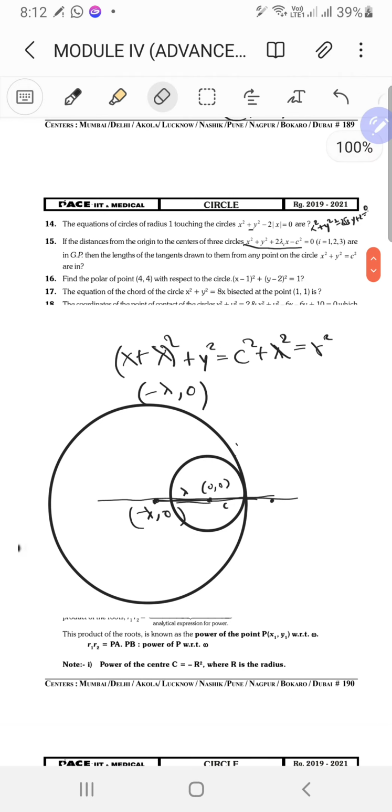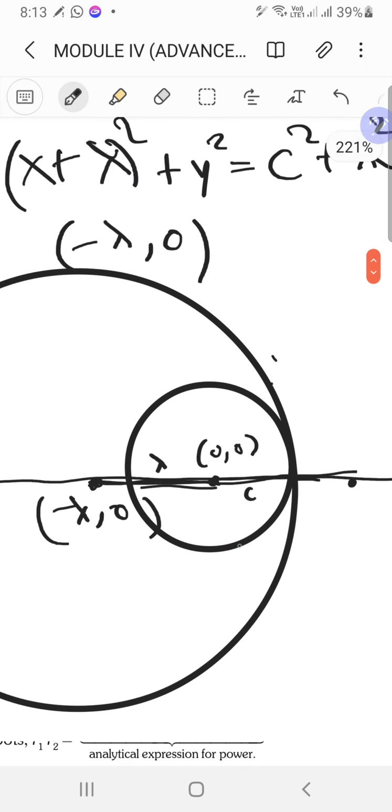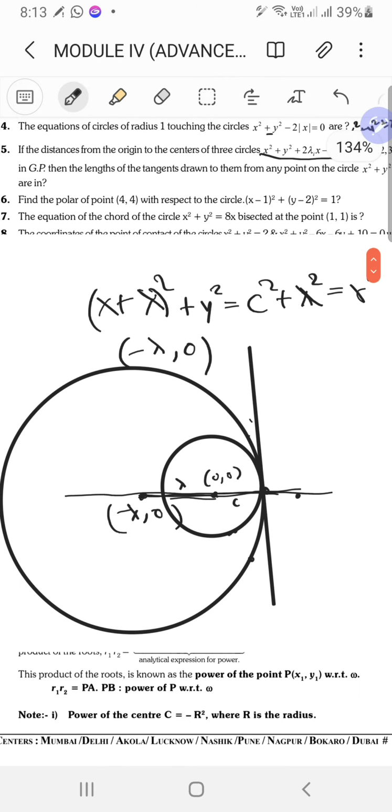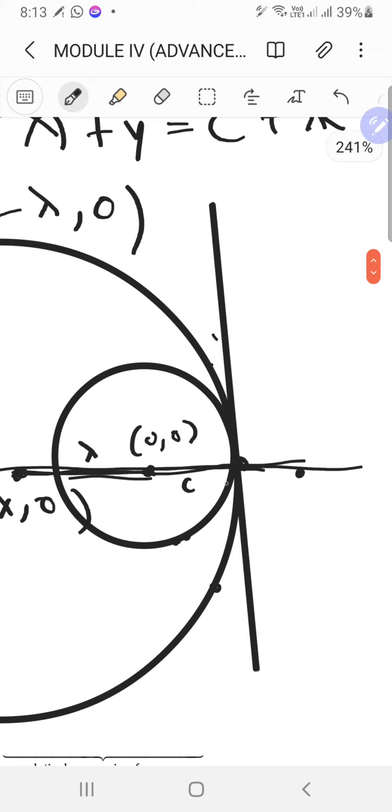Okay, so now they have asked draw tangents from any point on this circle to that circle, and guess what, only this is the point from which if we draw a tangent to this circle, we also draw a tangent to this bigger circle, right? So that is the tangent which they are talking about, which is, so this should be c comma 0, so this is going to be equal to x equal to c.